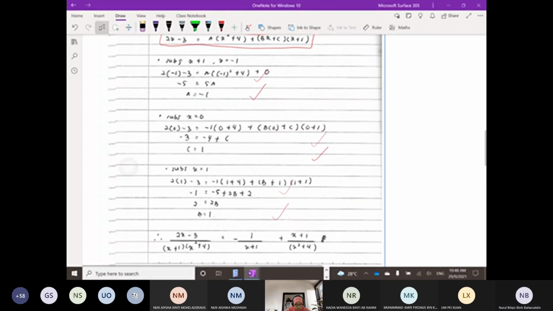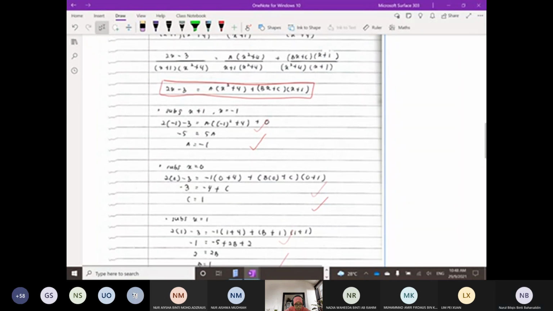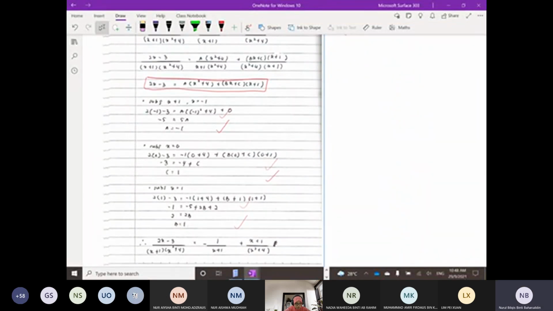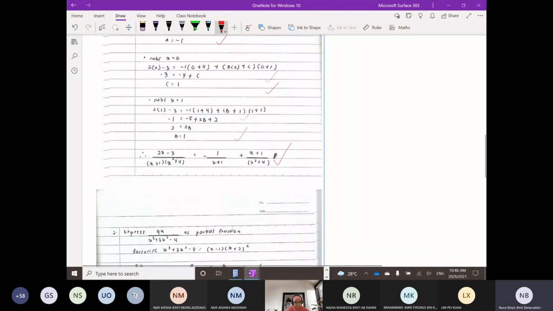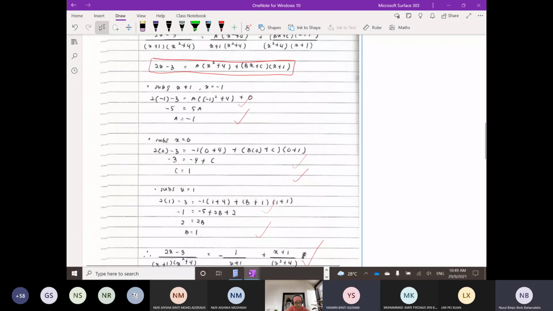Okay, 2x minus 3 over (x plus 1)(x squared plus 4) equals. So here x plus 1, the partner is A. A is -1. Plus (Bx plus C), your B is 1, over x squared plus 4. Good. Settle. Okay, class, everything clear? Yes. Good. Well done.